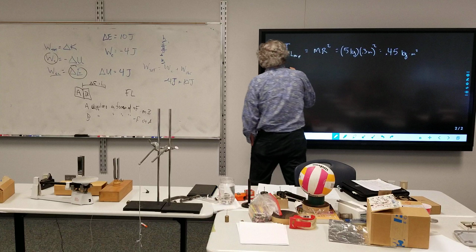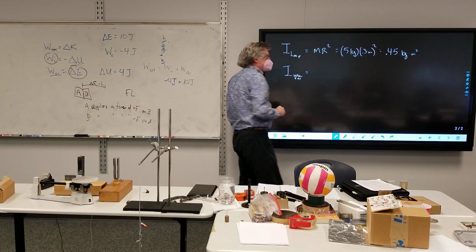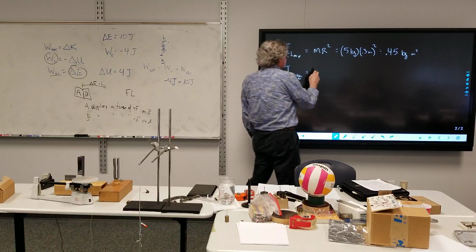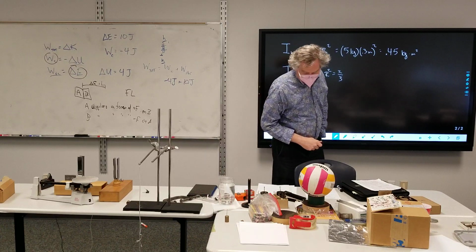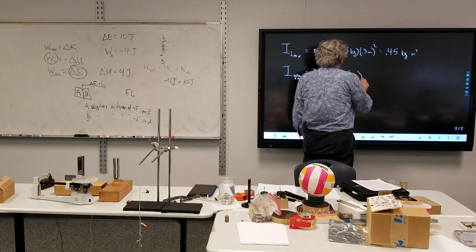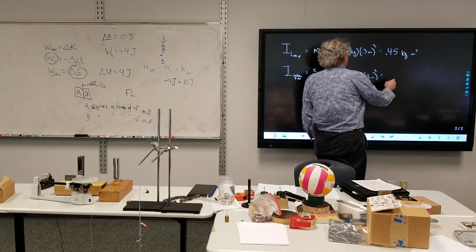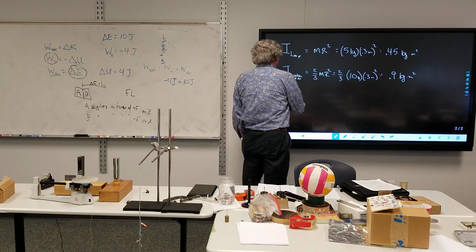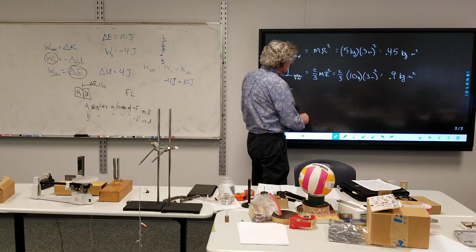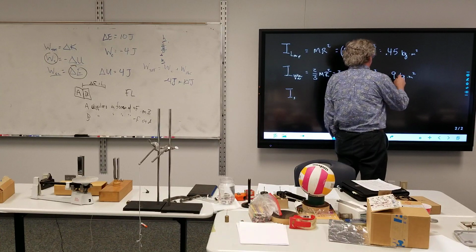We have a hollow ball. Assume thin surface. What's the formula? Two-thirds that much. And I gave a mass of 10 kilograms and a radius of 0.3 meters, I believe. Yep. And we get 0.9 kilogram meter squared. And then we have the solid ball, I believe. Yeah, but wouldn't that be, did you multiply by 2/3? I did not. So that'd be 0.6.